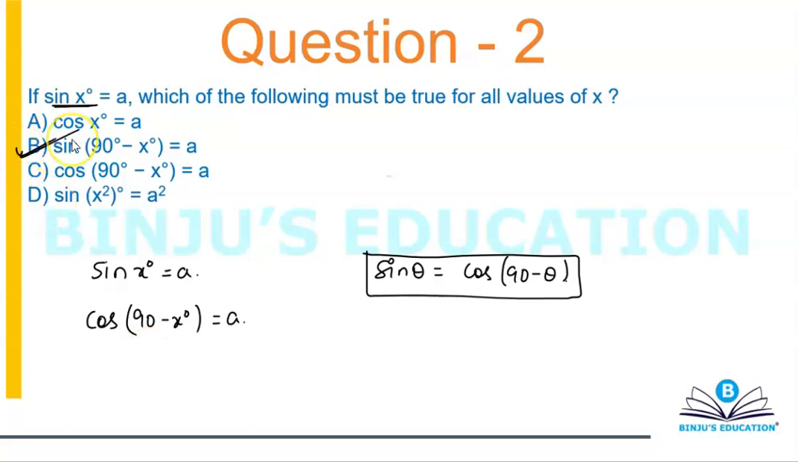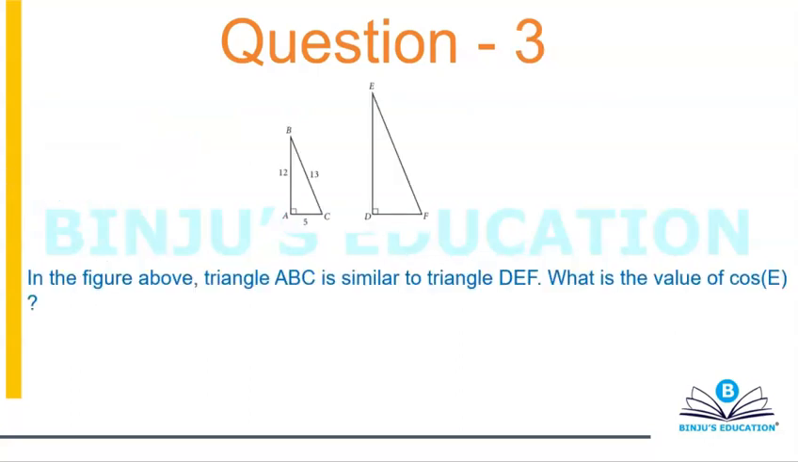It's given in option number B. Oh, my bad, it should be option number C. So cos of 90 minus x degrees will be equal to a. That's it. You're done with the question. See, again a very simple question. If you know sine theta is equal to cos 90 minus theta, you're done with the question. And these are actual SAT questions. Okay, let's move on. Pause the video and try this question, please.